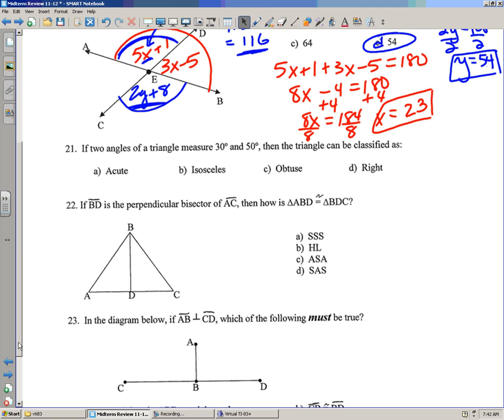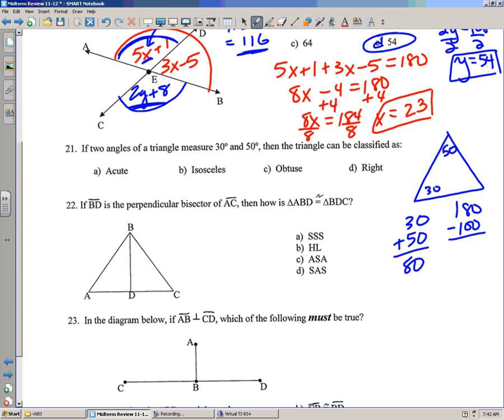21. Two angles of a triangle measure 30 and 50. So here are our angles, 30 and 50. In order to answer this question, you need to find the third angle. Well, add up the two that we know, we get 80, and subtract from 180. This is where people forget. 180 minus 80 is 100. So this angle is 100, which makes this triangle obtuse, because we have one obtuse angle, one angle bigger than 90.